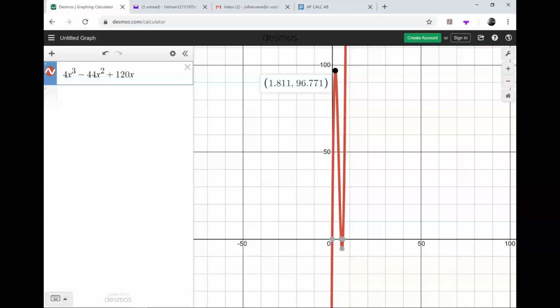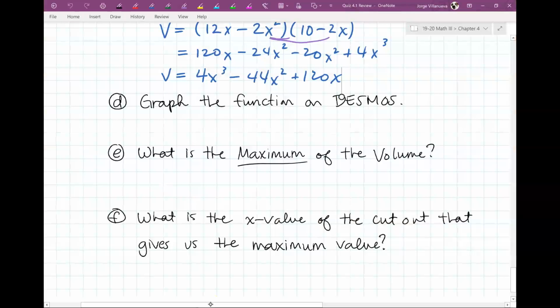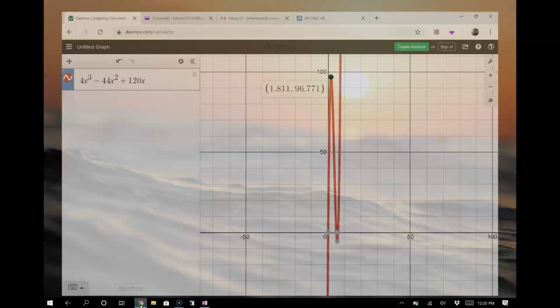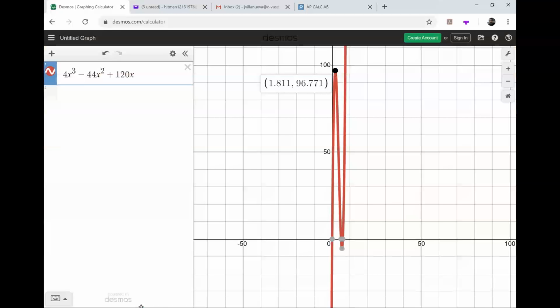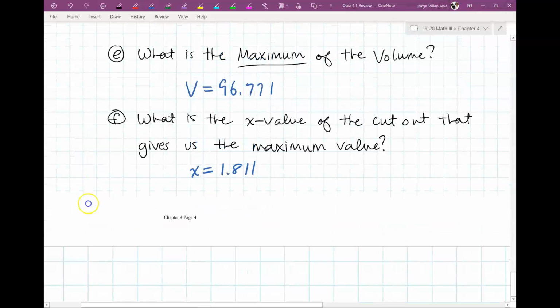Let me write that down really quick. 96.771, that's the maximum volume, and the x value was 1.811. Let me double check that. 1.811, that's correct. So that's it, and that's basically the end of the test.